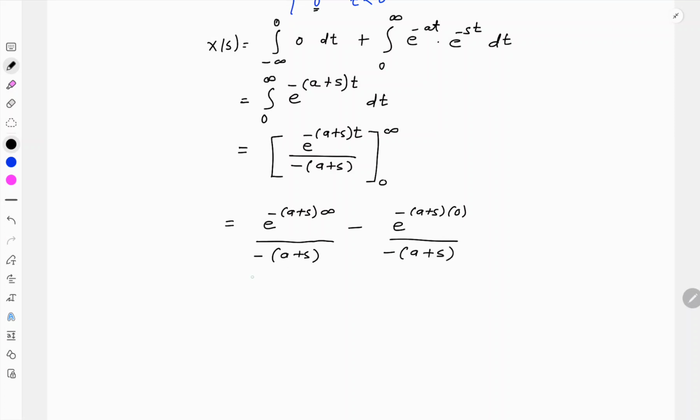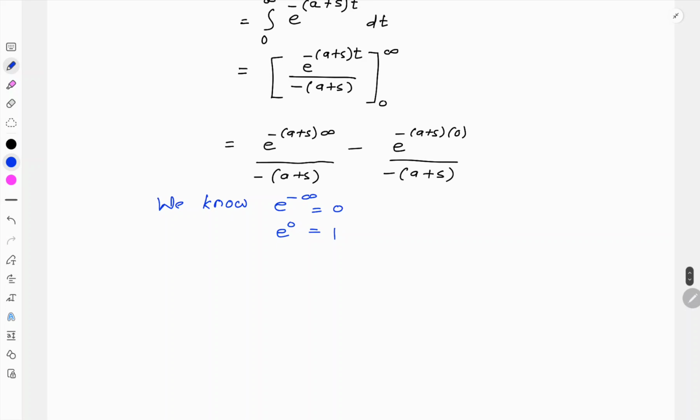Okay. Now we know that e raised to minus infinity is 0 and e raised to 0 is 1. Here we have to compute the RoC at this point itself. We can compute the RoC once we get the final answer, but it is always convenient to find out the RoC of the Laplace transform at this step itself. Now see how to find out the RoC.